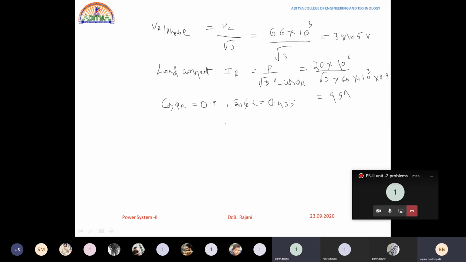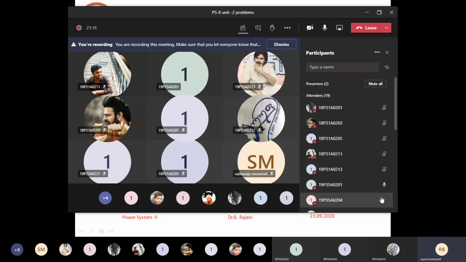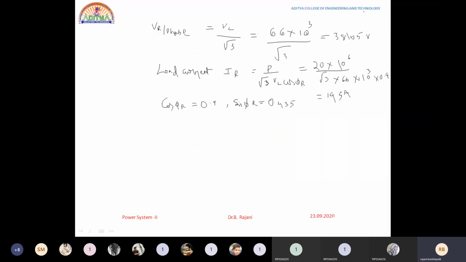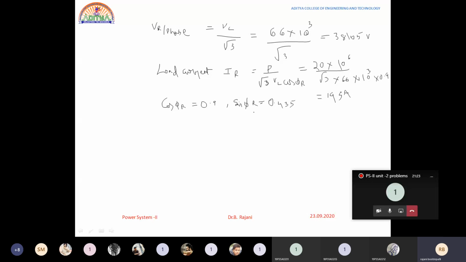Yes, ma'am. If it is given as 0.8, you will be getting sin phi r as 0.6. But here, how much had he given you? He had given you 0.9. So sin phi r is equal to 0.435 you will be getting. Okay. Now let us calculate one by one.